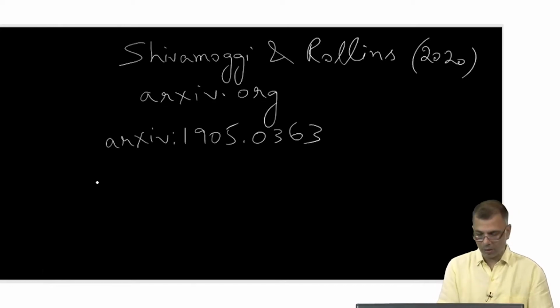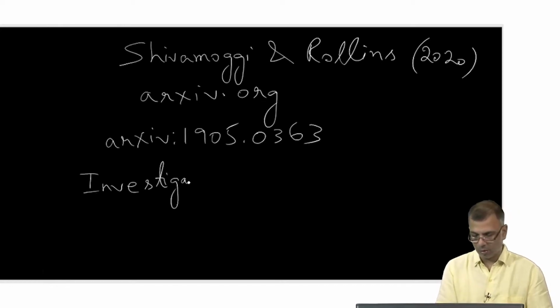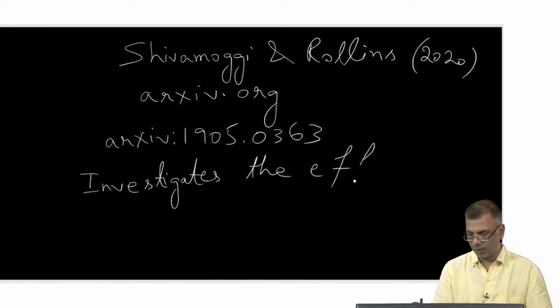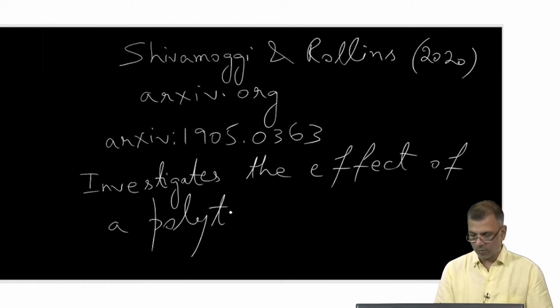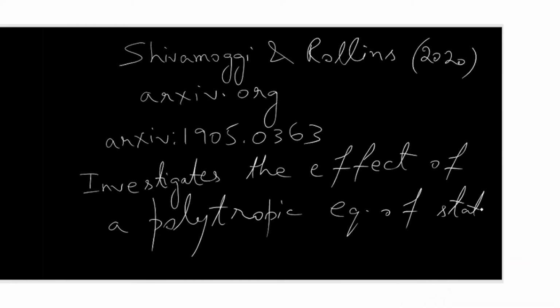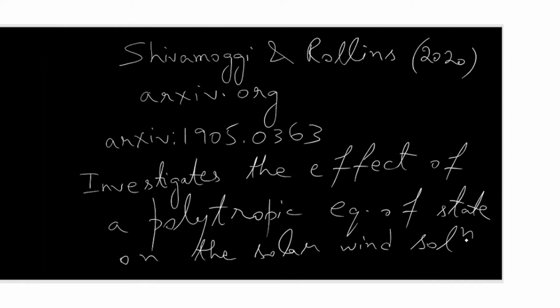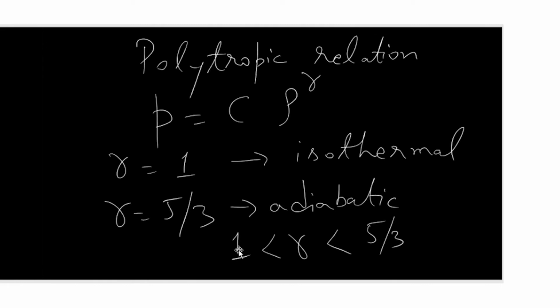and we will see what this paper does is it investigates the effect of a polytropic equation of state on the solar wind solution. Does the solar wind solution become faster? So, on Parker's solar wind solution. That's what this paper does. In other words, it tries to see if this gamma was not exactly equal to 1, if it was between 1 and 5/3, what happens?